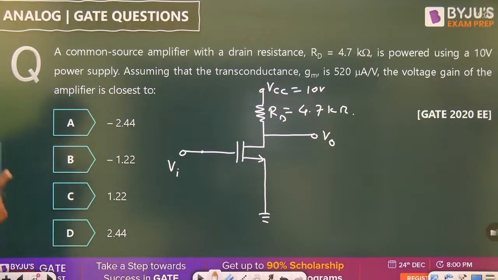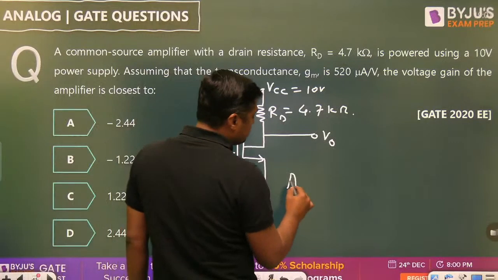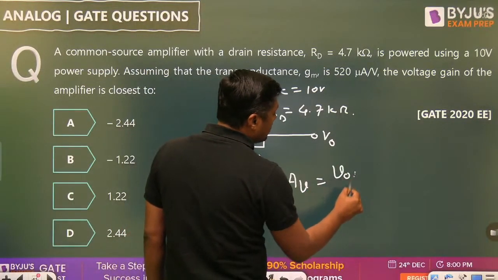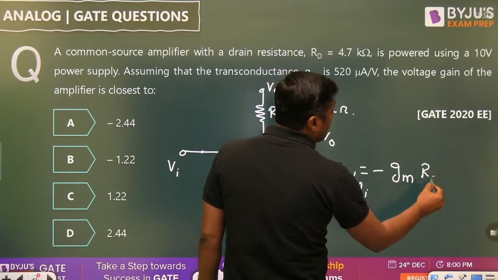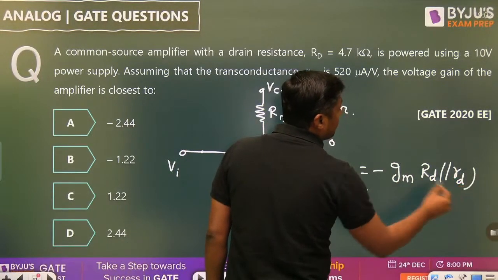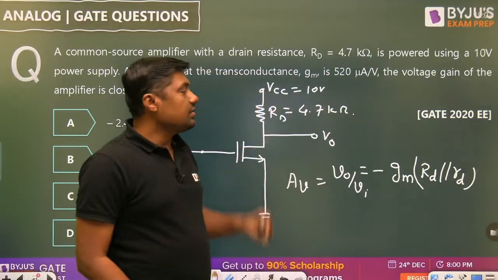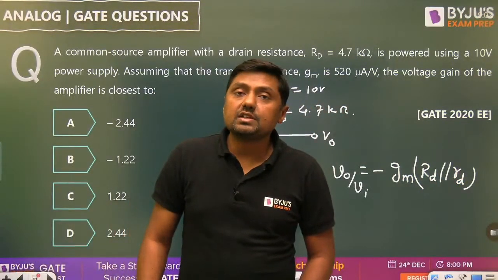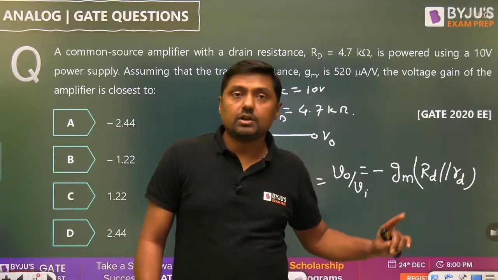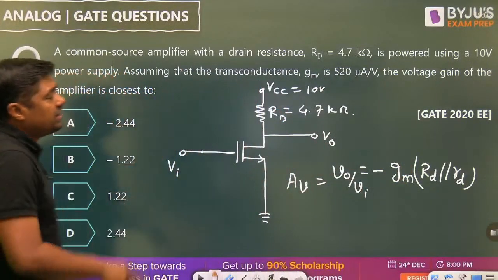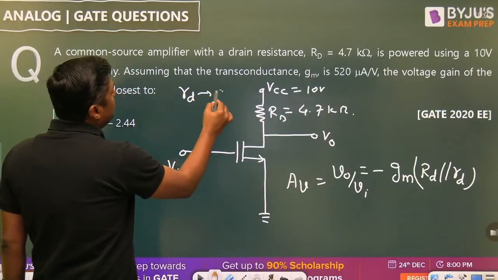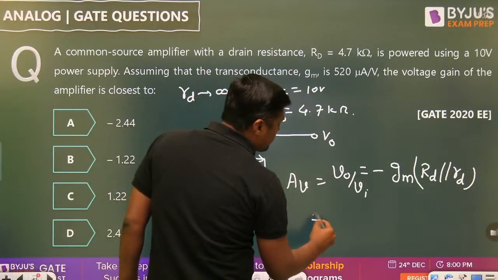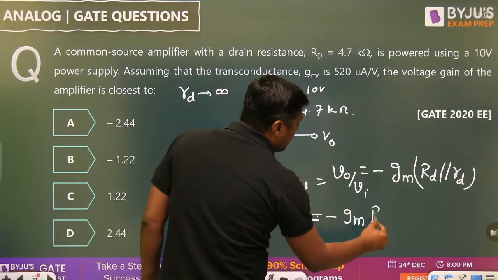Yes. Remember the phase shift is 180 degree and the voltage gain for this circuit, that is called midband voltage gain, is minus gm RD parallel with small rd. So RD is given. Small rd means when we are considering the channel length modulation, there will be a small rd. But small rd is not given in the question. You can take it as infinite. So it will become minus gm capital RD.